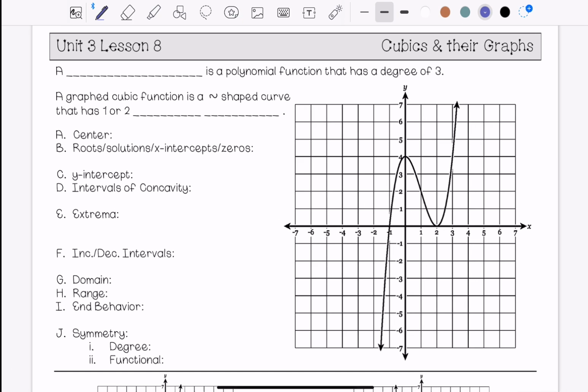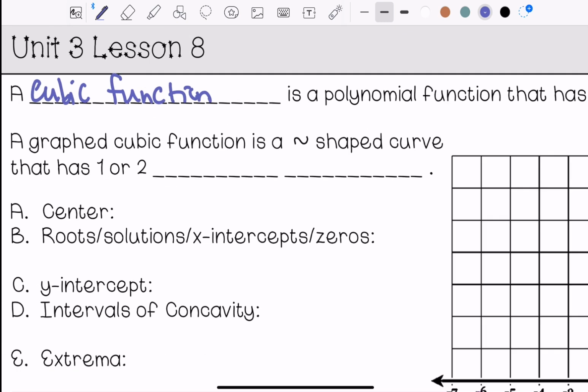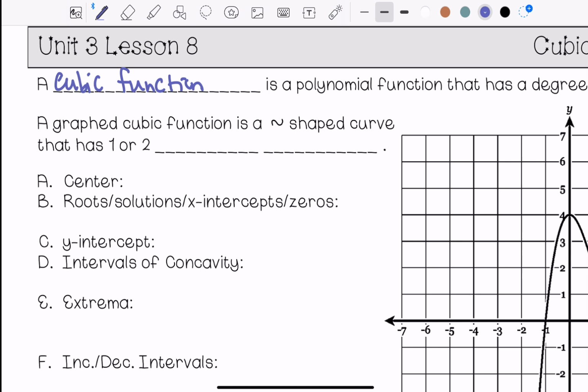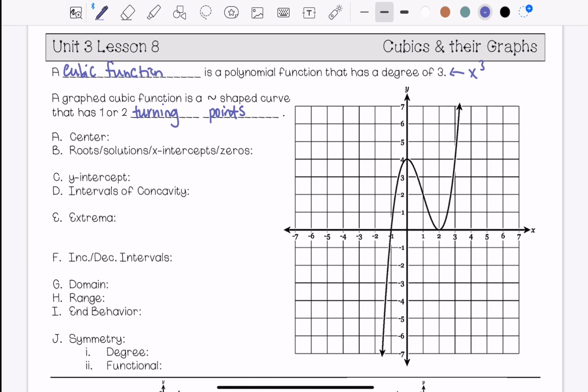So that's the plan. Up at the top here, it says a blank is a polynomial function that has a degree of 3. That'd be called a cubic function. Remember, degree of 3 just means x cubed. And it says a graphed cubic function is a sideways S, kind of a squiggle shape, that has 1 or 2 blank. That would be called turning points. And those turning points are these right here. So those are also called maxes or mins, as well as changes in direction.